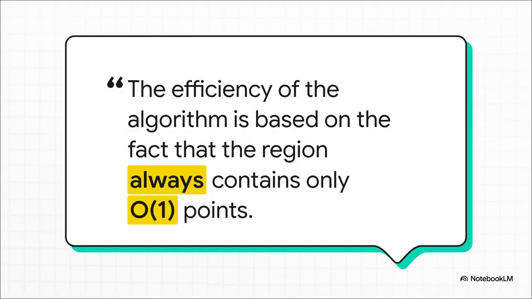So why is this so efficient? Well, it turns out, and you can prove this geometrically, that that little box can only ever hold a small, constant number of points. It's not going to be crowded. So for each of the n points we process, we're not comparing against a growing list, we're just checking against a handful of neighbors. And that's what takes us from a sluggish O(n squared) all the way down to that beautiful O(n log n) we love to see.